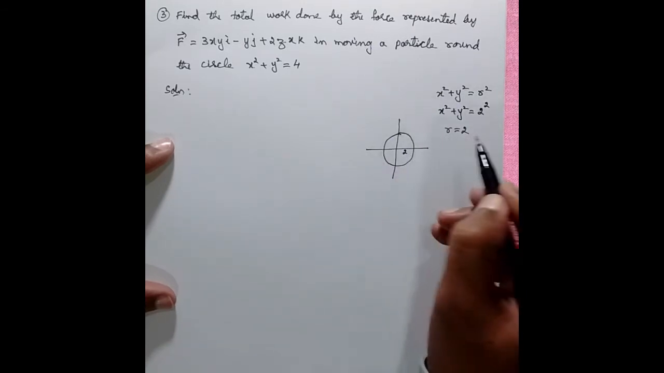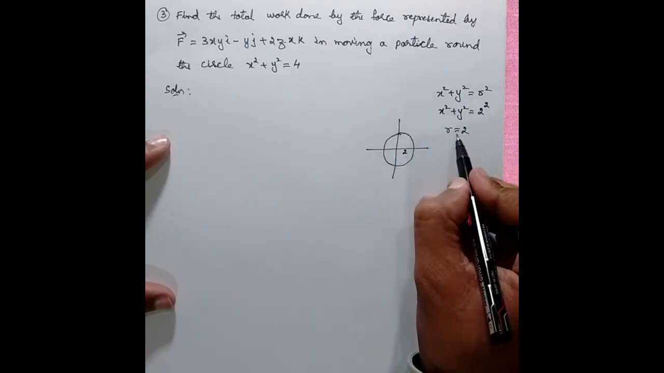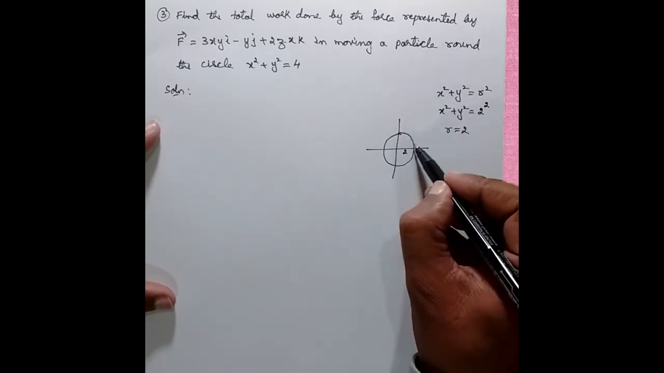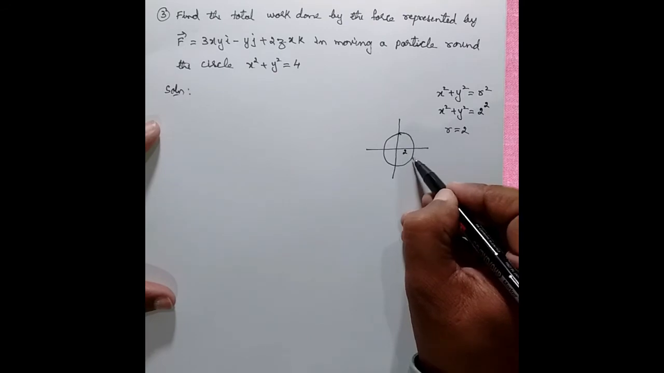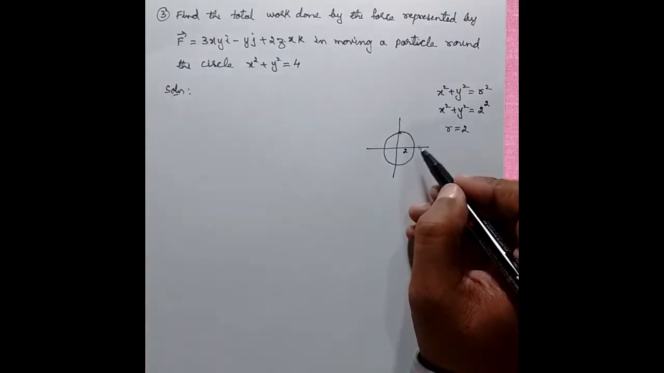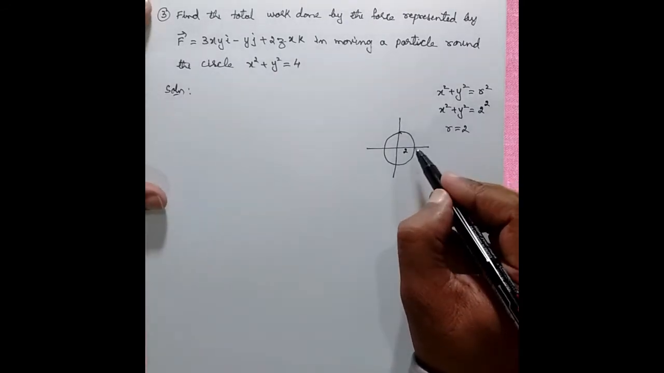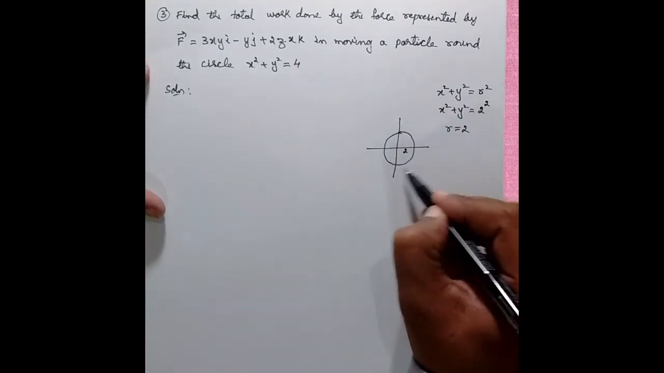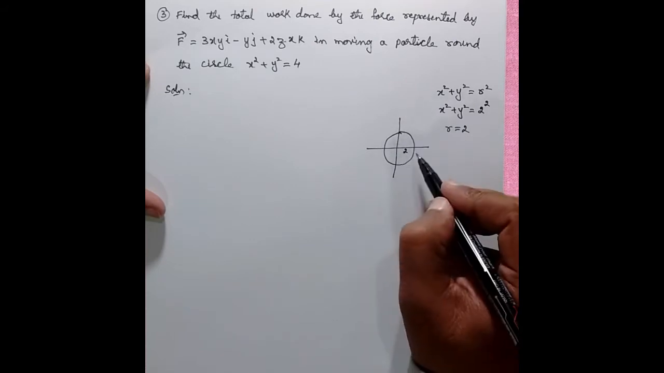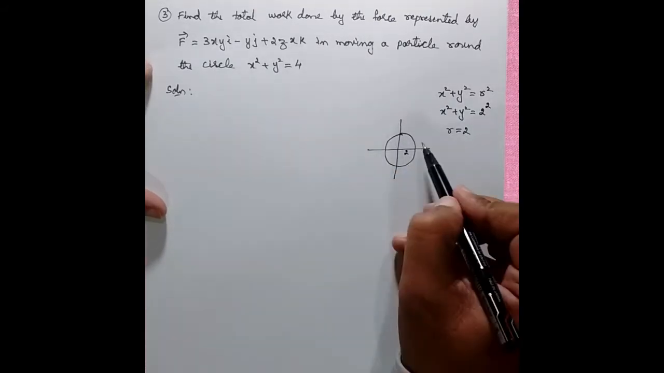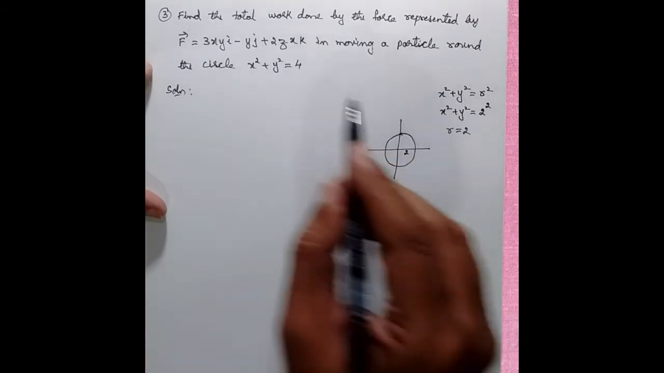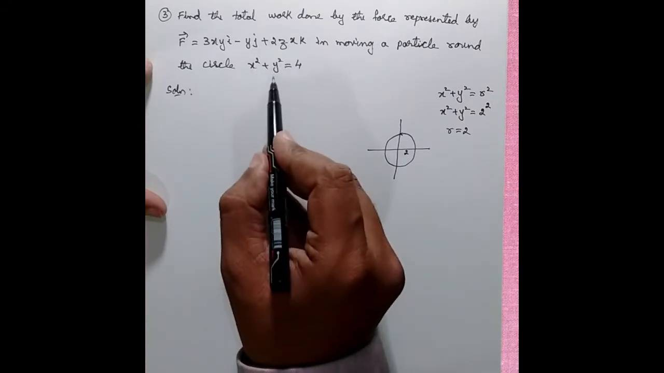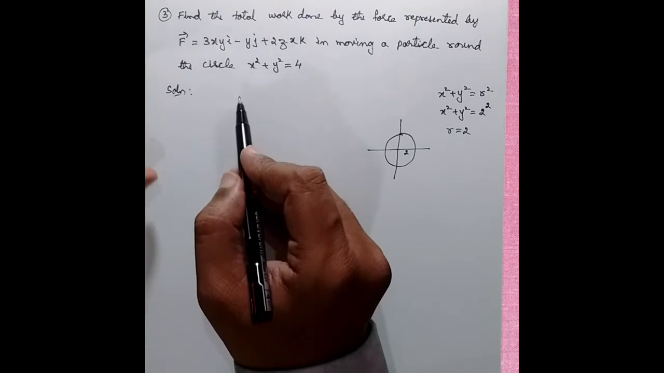So you have the circle where the radius is 2 over here, right? R is 2, and a particle, so we need to find out the total work done by the force in moving a particle around this circle. Whenever you have a circle, the best way to solve the problem is to express the values of x and y in terms of the polar coordinates. That will be the better way to solve the problem.